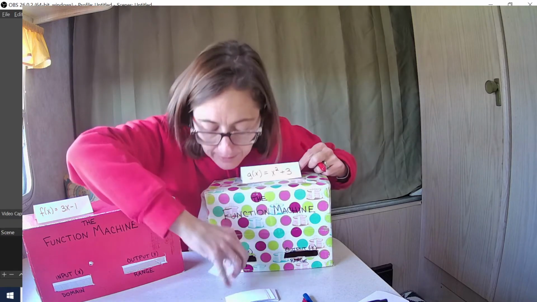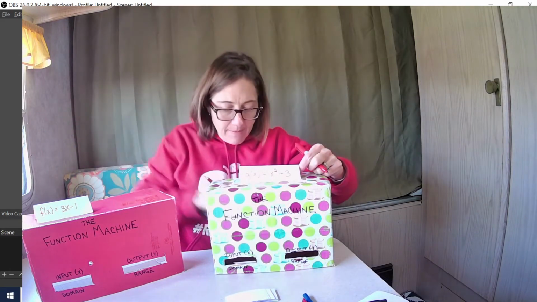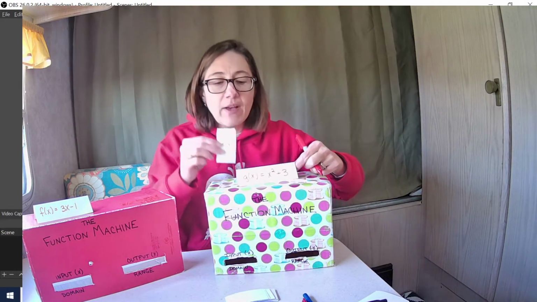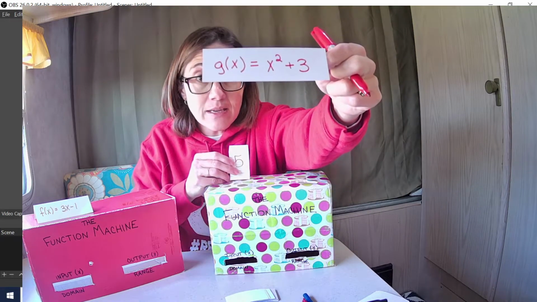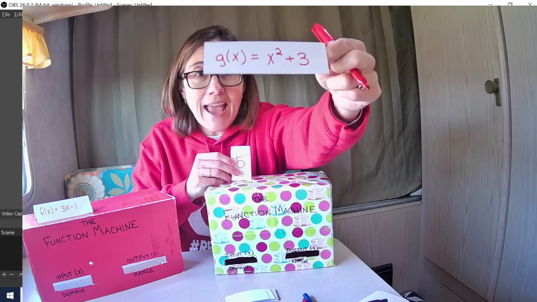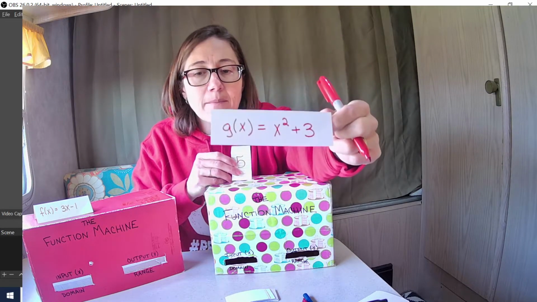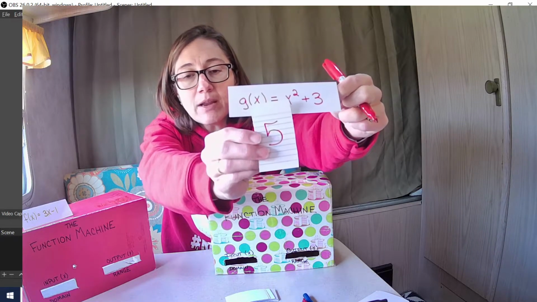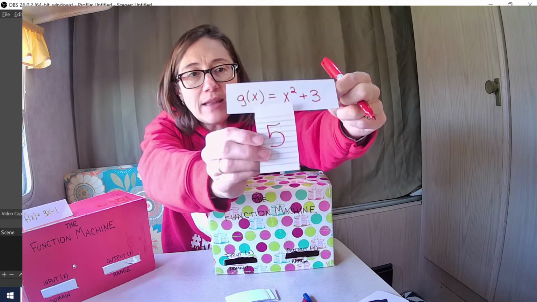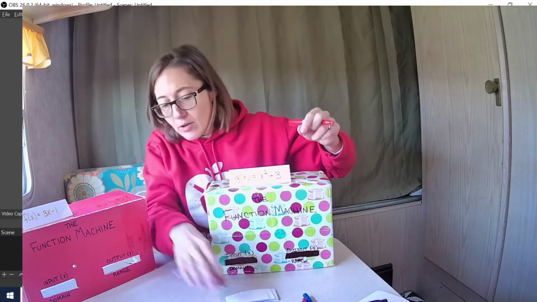So 5 is going to go into this function. So 5 goes in. Now what does g of x do? It takes its inputs, squares them, and adds 3. So what that means is we're going to take that 5 and square it, so we'd be at 25, and then add 3 to that, so we'd be at 28.